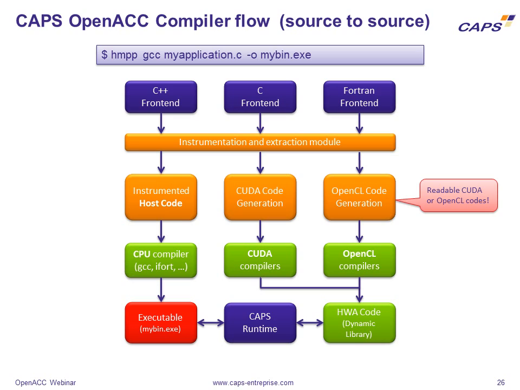On the left, you can find the host binary compilation with your usual compiler. On the right, hardware-specific code is generated, transformed, and optimized before the backend generation. The CAPS OpenACC compiler generates a dynamic library including device codes that will be loaded at runtime. The HMPP command line encapsulates and hides all these operations in order to simplify the user operation.